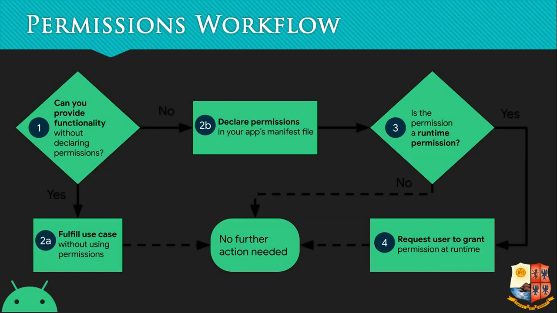I hope you follow that, right? So if I'm able to provide functionality without declaring permission, fulfill the use case without permission, then you can continue. You can entirely ignore this concept. If you don't require permission from the user, then we can entirely ignore it. If it's no, you should have permissions, then we'll go declare permissions in your app's manifest file. Please note that, guys. You have to declare your permission. What and all permissions you are going to ask, you have to declare it in a manifest file. Then, is the permission a runtime permission? If it is yes, request the user to grant that permission. If it is no, directly continue with your app.